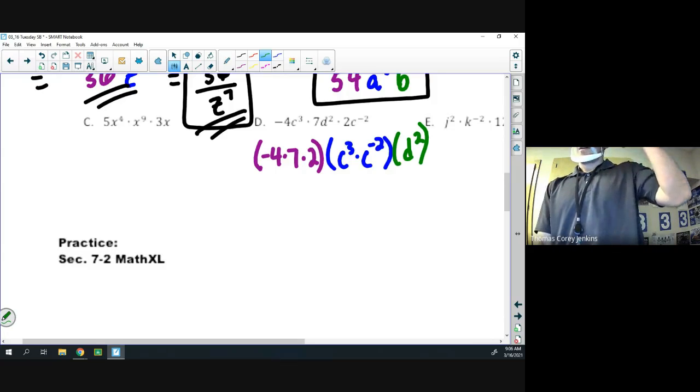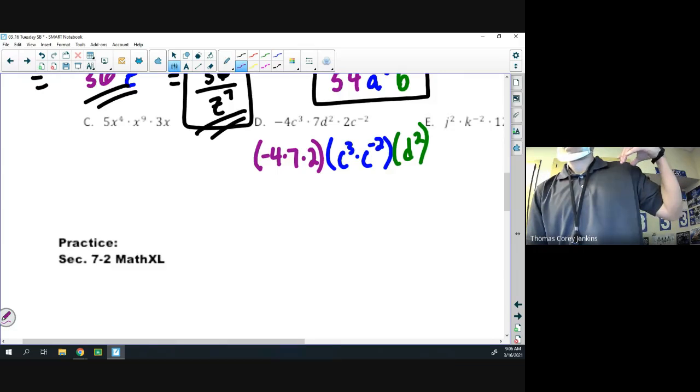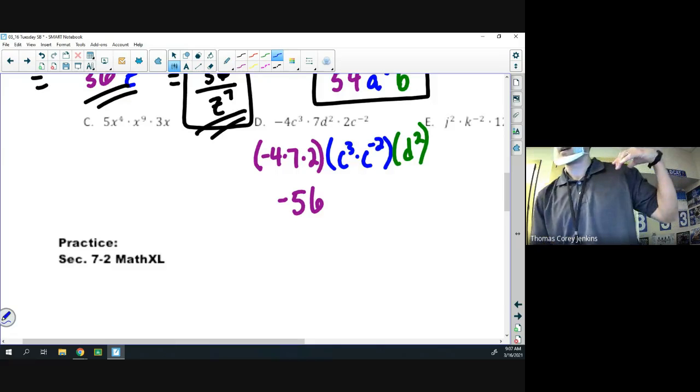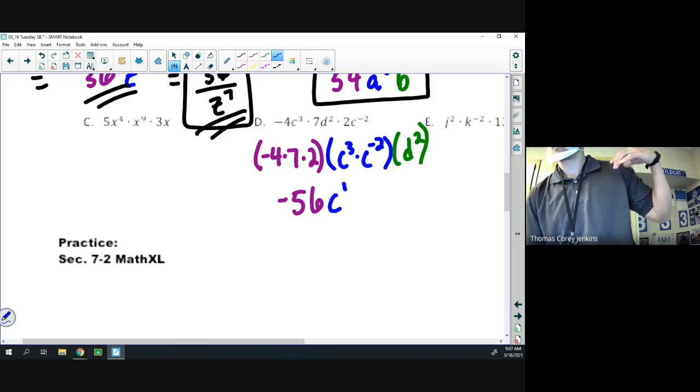All right, so let's see, negative 28, is that negative 56? I think negative 56. C to the 3 plus negative 2, so that'd just be C to the 1. And then D to the 2.